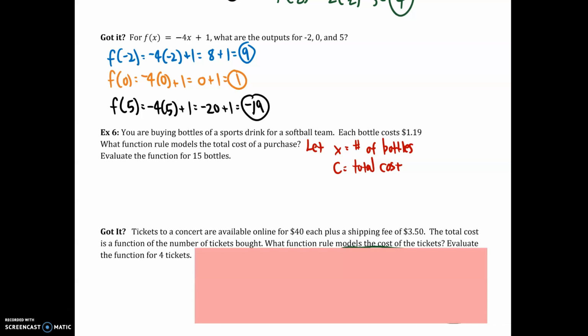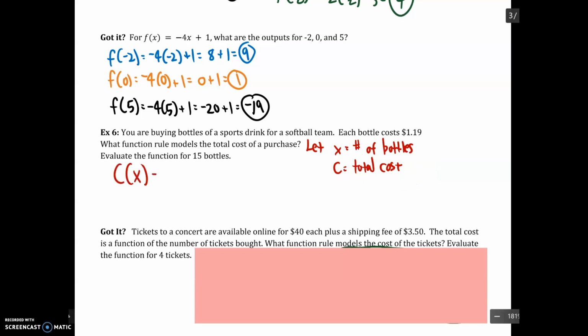It's going to be pretty common, especially in a word problem. I went ahead and described some of the pieces from that question in terms of what's my input. In this case, the input is the number of bottles from the situation that's described. And we're trying to find the total cost of a purchase. So again, that's what we call the output of my function.